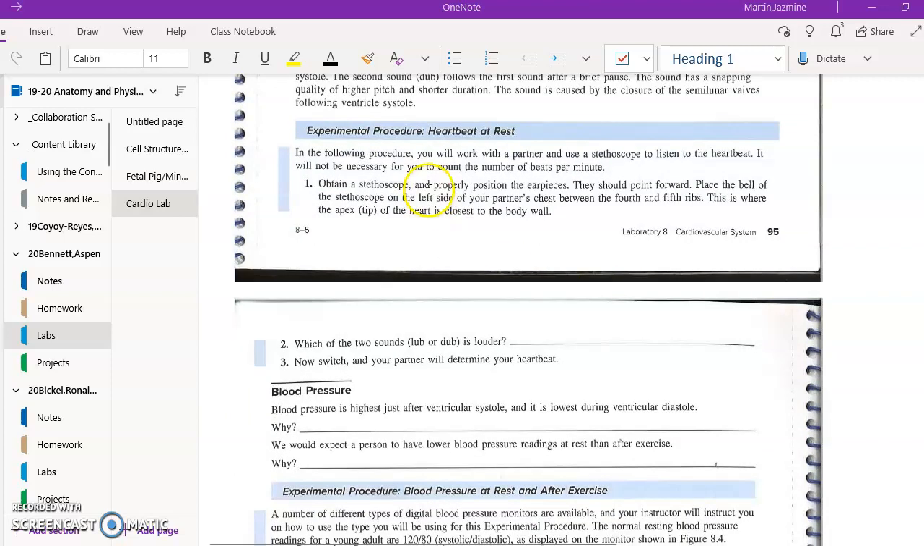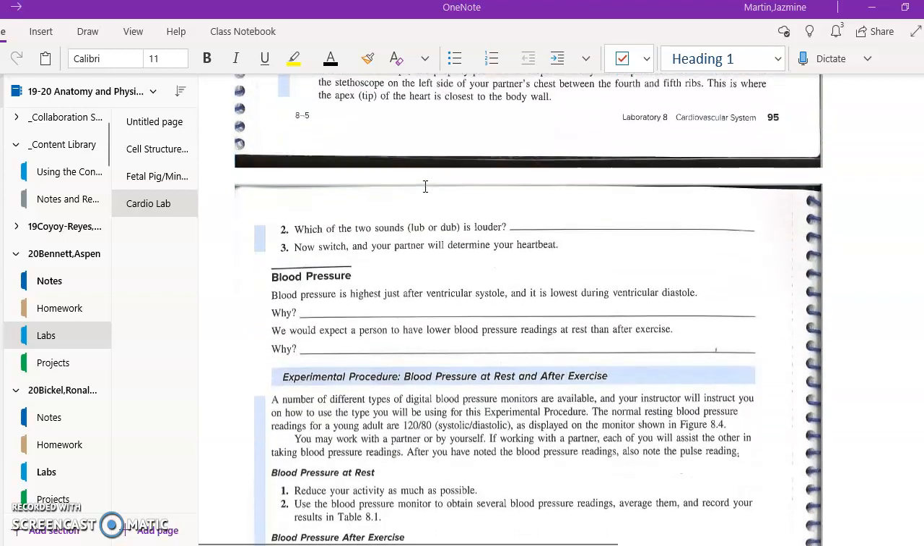So what I want you to do is to obtain a stethoscope, and you're going to go ahead and put the earpieces so that they point forward into your ears. You're going to take the bell, the shiny metal portion of it, and you're going to put it onto the left side of your partner's chest between the fourth and fifth ribs. So you're going to have your partner kind of feel where their fourth and fifth ribs are. And that's where you're going to find the apex or the tip of the heart, and it's where it's closest to the body wall, so it'll be easiest to hear. So all you're going to do is just look to see if you can hear the lub-dub sound, and then you're going to switch and your partner's going to do the same.